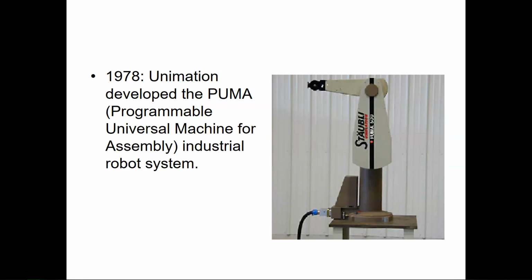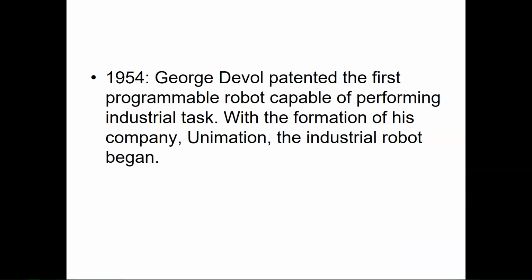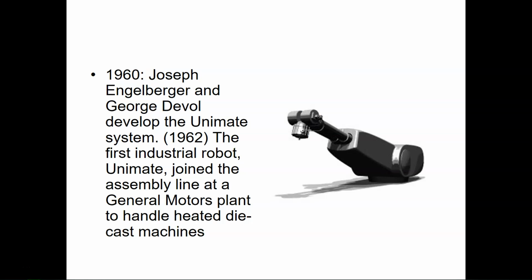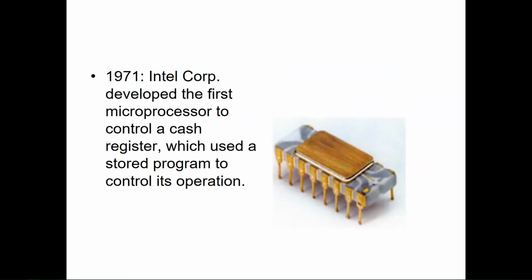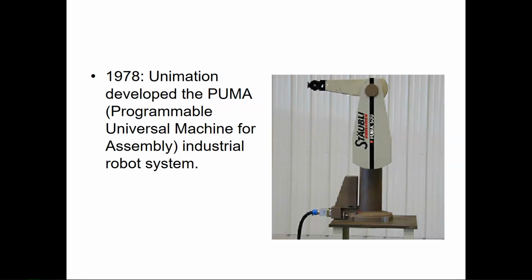So like I said, we started in what year? We created the first one in 1954, 1960. So in a decade, we've already got a total change over from what we were doing to what is closer to what we do today. Here we're almost 2 decades out. We've got Unimation that develops the Puma, or Programmable Universal Machine for Assembly robot system.